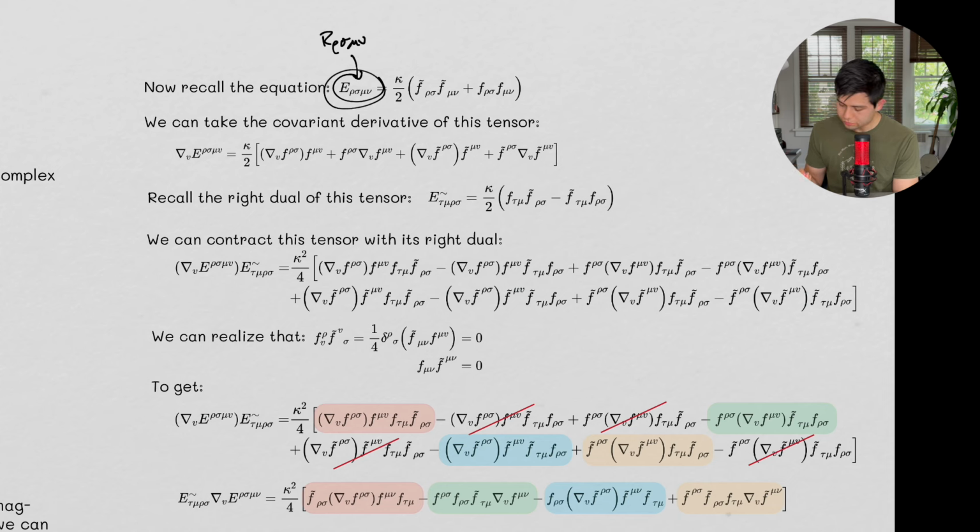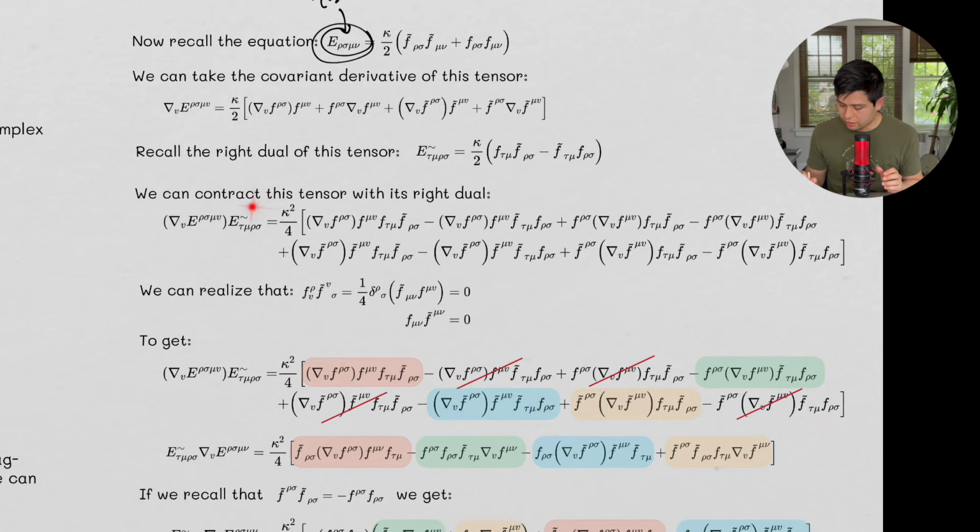Recall the right dual of this tensor is this guy, which we defined as this guy. Again, I just want to emphasize that f, little f here, is just an arbitrary bivector, where this is the bivector that is our electromagnetic bivector, okay? And it's rotated, okay?